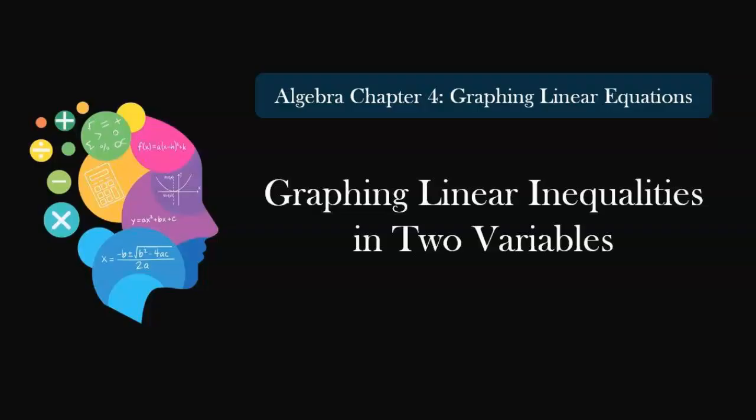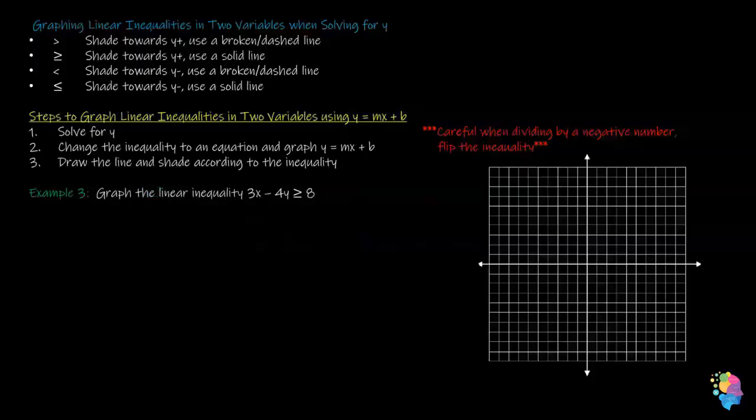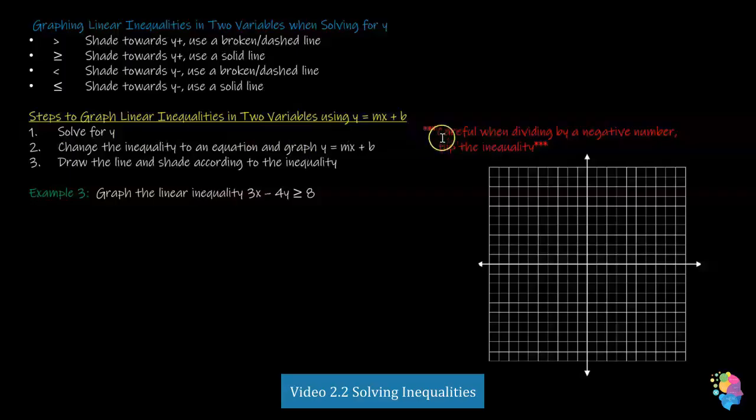Let's now graph linear inequalities in two variables. The steps that we're going to take to graph linear inequalities in two variables using y equals mx plus b are the following. First, we're going to solve for y so that we can use the inequality to help us shade. Next, we're going to change the inequality to an equation and graph it using y equals mx plus b. And then we draw the line and shade according to the inequality. We have to be careful here in step 1 because we have to remember that if we end up dividing by a negative number, we must flip the inequality.